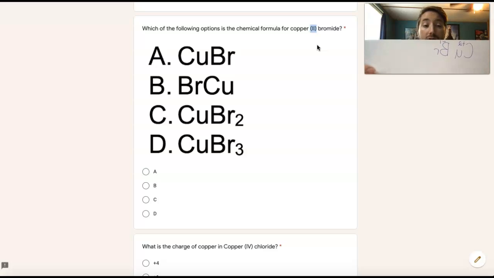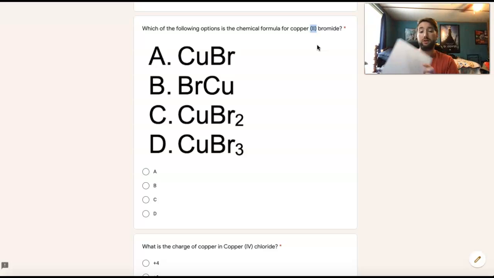All right, and now I'm going to do the crisscross thing where I take this number here, the 2, and I'm going to move it all over here, and then I'm going to take the 1 and move it over here.